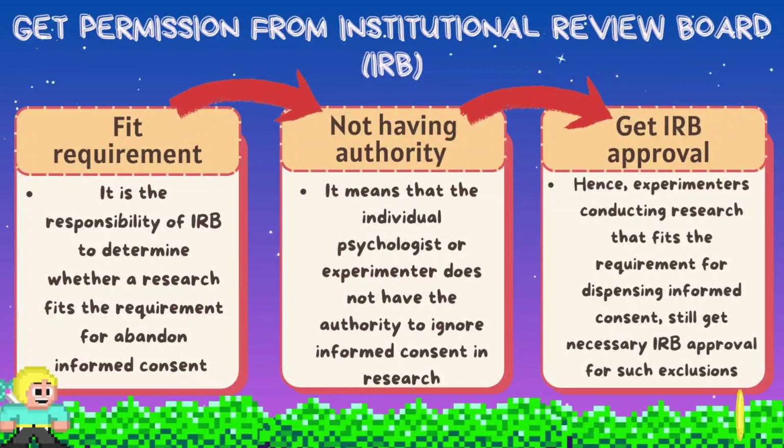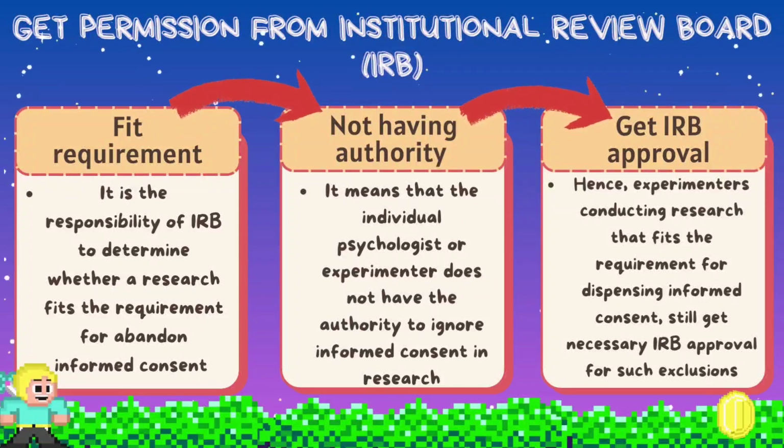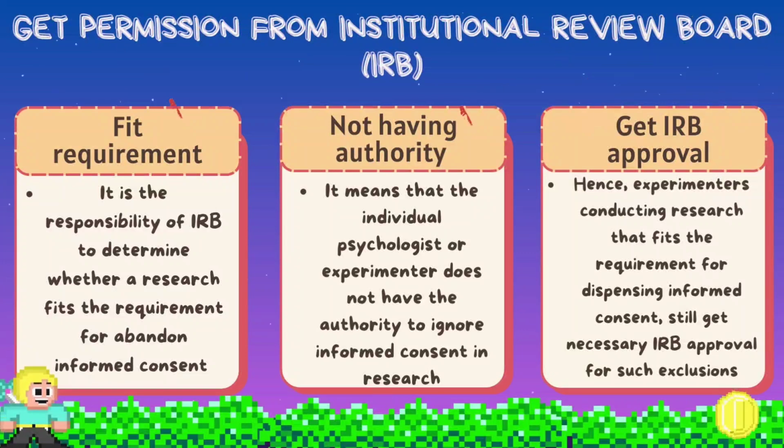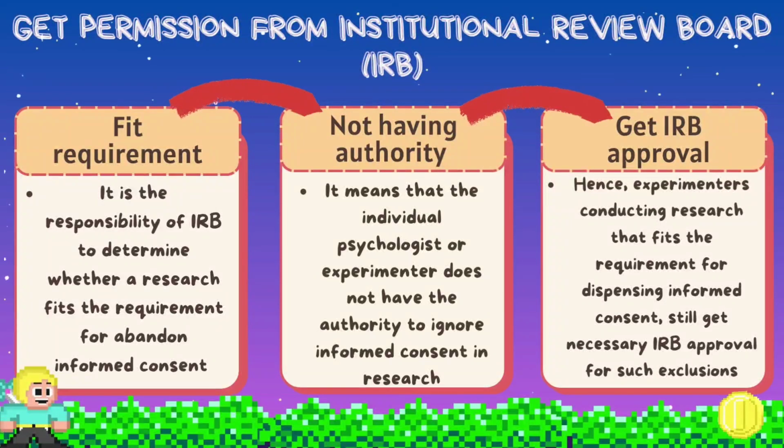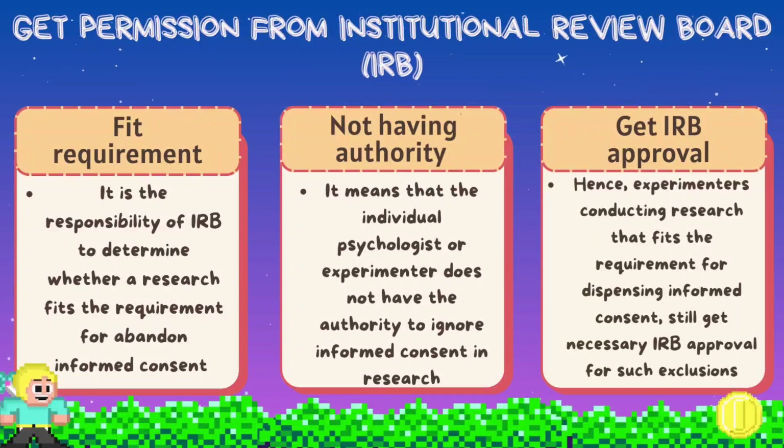So, it is the responsibility of the IRB to determine whether a research fits the requirements for waiving informed consent. It means that the individual psychologist or experimenter does not have the authority to ignore informed consent in research. Hence, experimenters conducting research that fits the requirements for dispensing with informed consent still need IRB approval for such exclusions. The IRB also states that even though informed consent is not necessary, the researchers must include a statement describing the purpose, the anonymous nature of the study and their contact information.